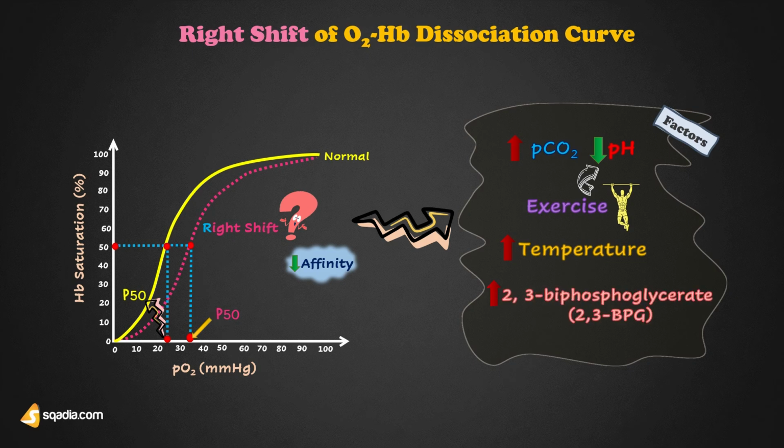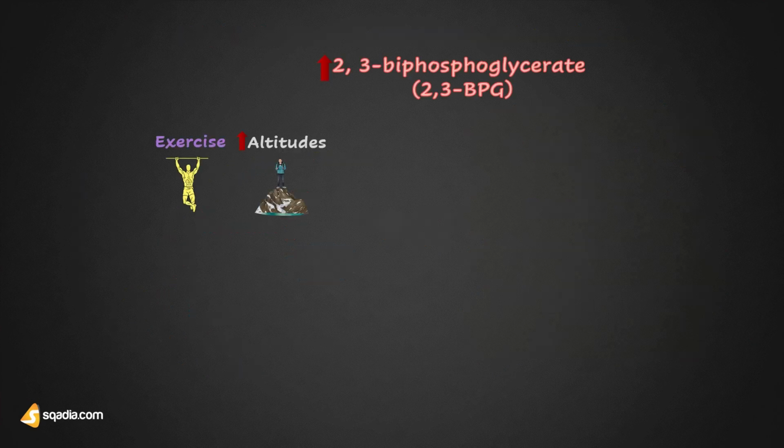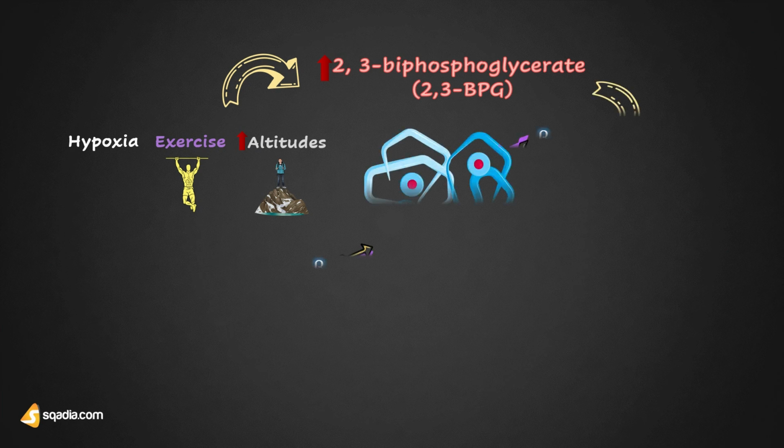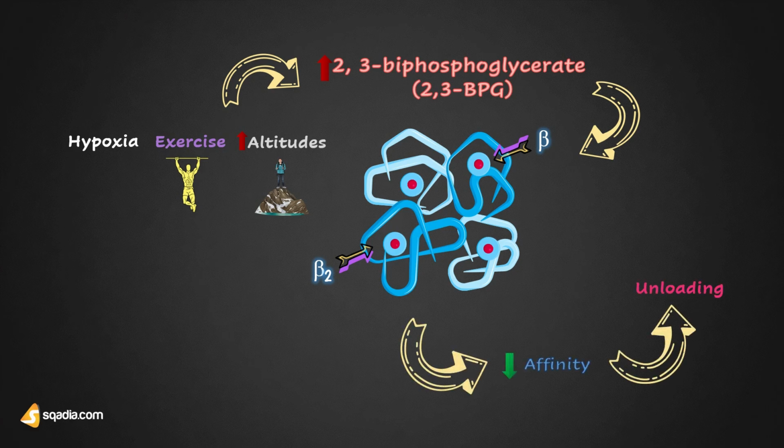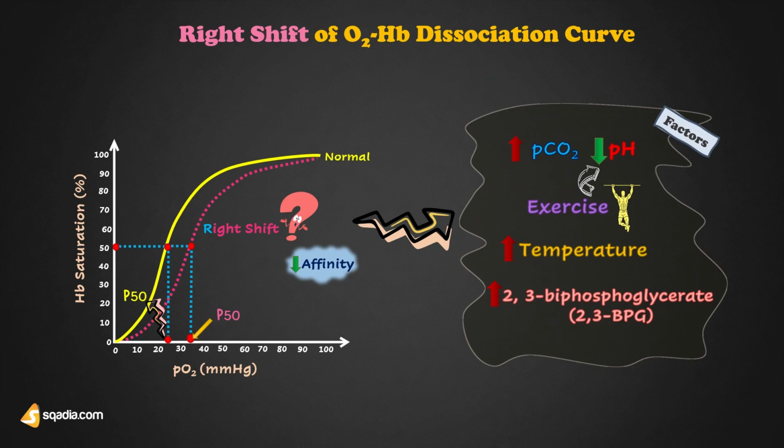Now, 2,3-bisphosphoglycerate, or 2,3-BPG, is a byproduct of carbohydrate metabolism in red blood cells. It increases usually at high altitude and while doing muscular exercise and in hypoxia. 2,3-BPG binds with beta chains of deoxyhemoglobin, decreasing its affinity for oxygen, hence causing unloading of oxygen and shifting the curve to the right. So, all of these are the factors that shift the oxygen-hemoglobin dissociation curve to the right.